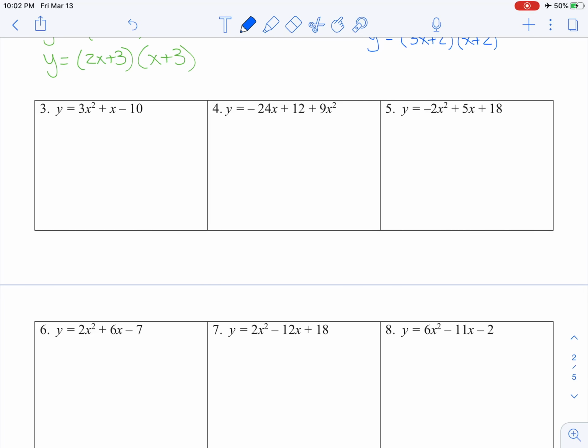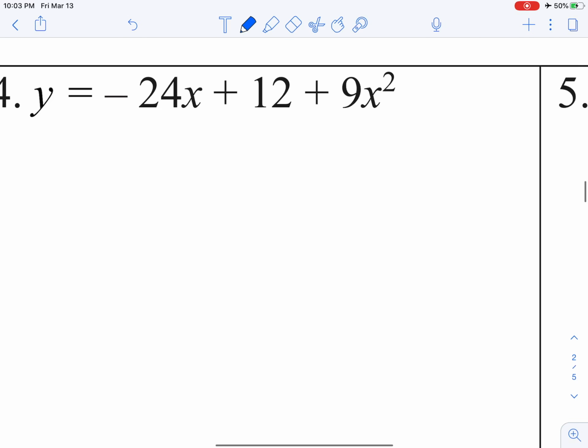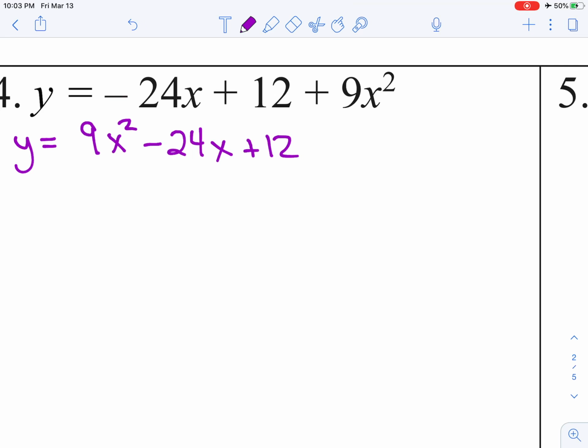Let's see which one to do. You know what? I'm going to actually do number 4 with you. Does anybody see why I'm going to do number 4 with you? If you see that this is out of order, it's not even in the right order. It's got to be in descending order for this to work. I didn't talk about that before. But this needs to be in descending order. What that means is I have an x squared first, then I have an x, and then I don't have an x. I have just the constant all by itself.